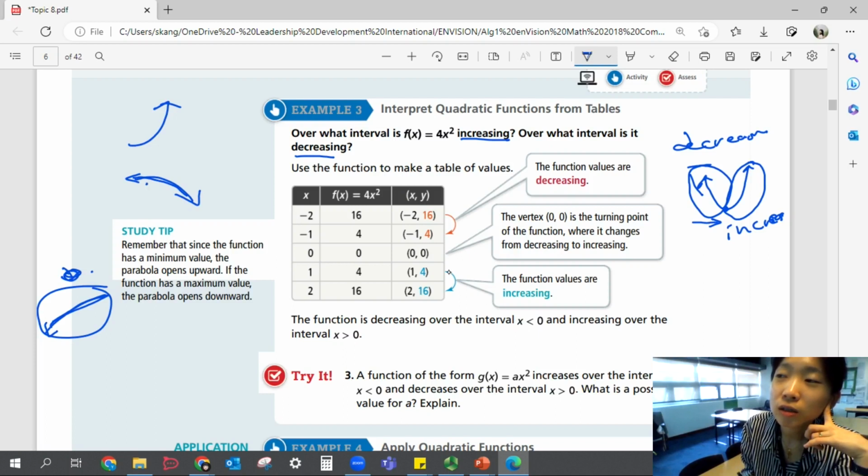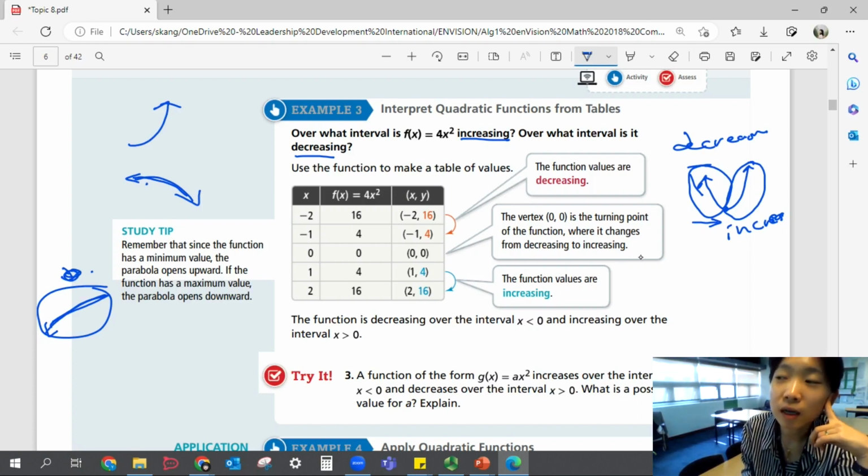Okay, so you have to look at individual points and see if the values are increasing or decreasing from the x's point of view, okay? So the function is decreasing over the interval x less than 0 and increasing over interval x greater than 0.